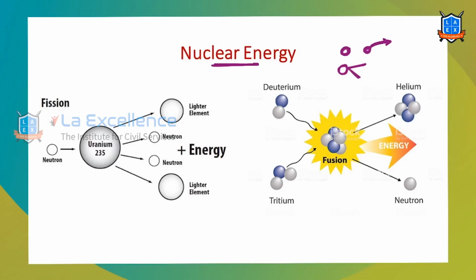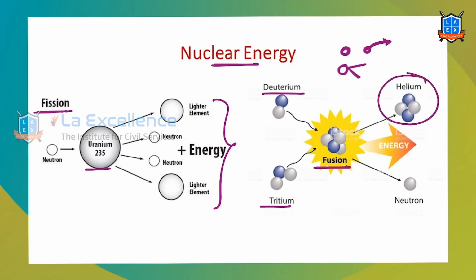It can be division, fission. Fission is division, or fusion means combination. We can divide a bigger atom into multiple lighter elements, or we can combine smaller atoms into a bigger element. Two ways of generating nuclear energy. Now let's see how this energy is generated, and which one is easier to generate.